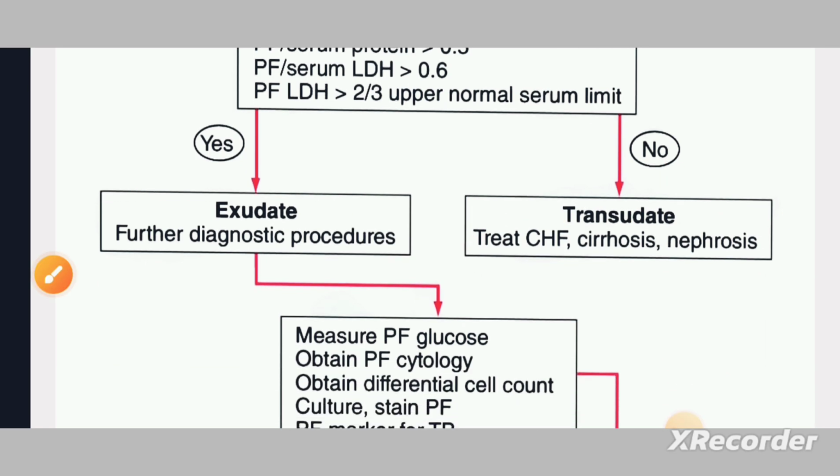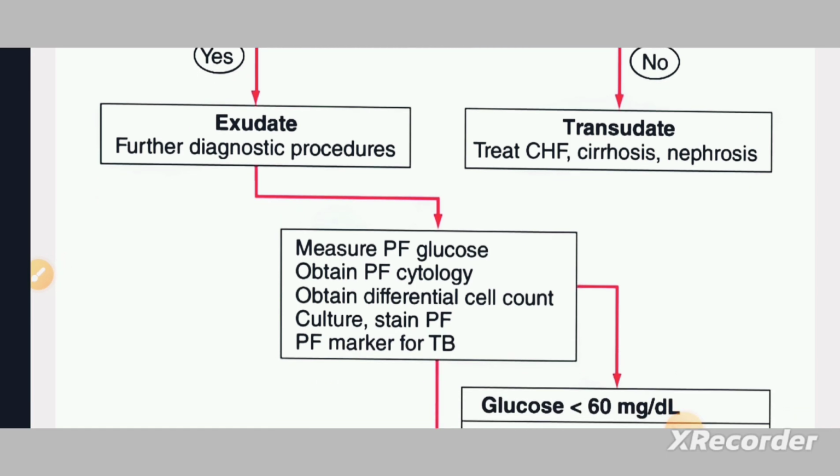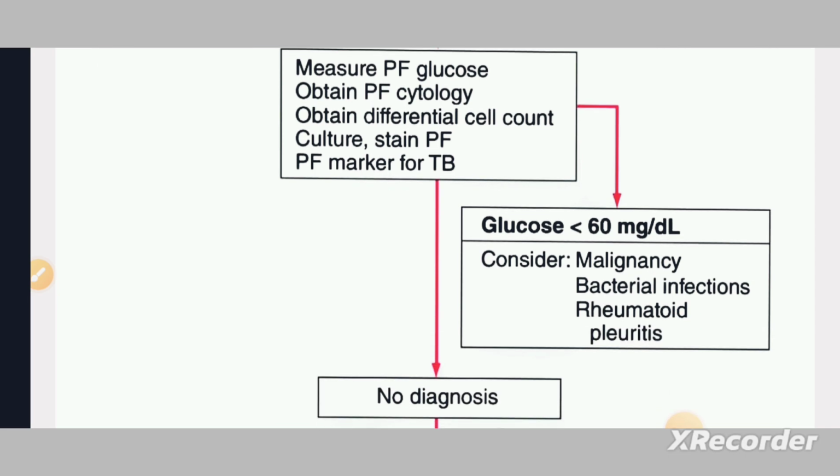But if we have got an exudate, then we have to follow further diagnostic procedures. What are the further diagnostic procedures? We have to check in detail the pleural fluid glucose levels and the pleural fluid cytology, and we also have to get the differential cell count of the pleural fluid, and the culture and gram staining of the pleural fluid, and also the ADA levels of the pleural fluid, in order to rule out tuberculosis.